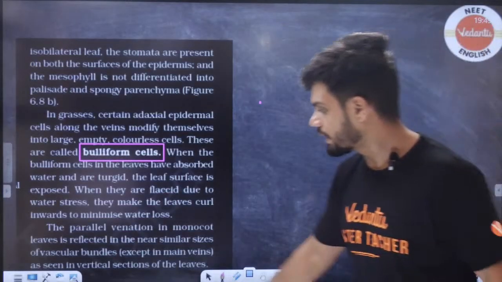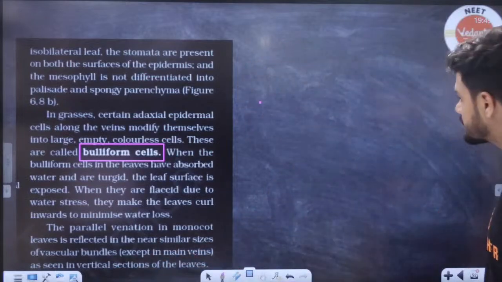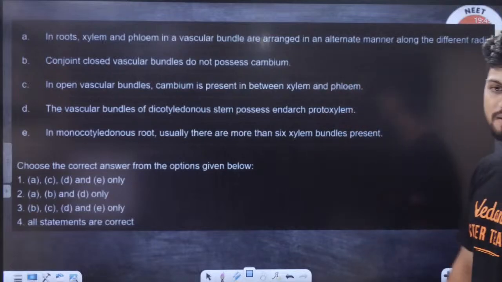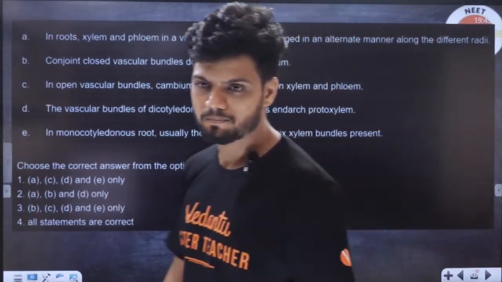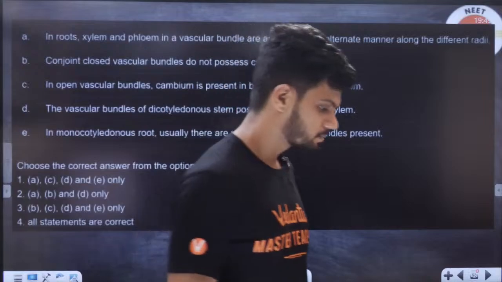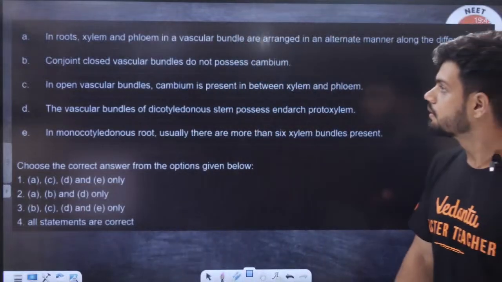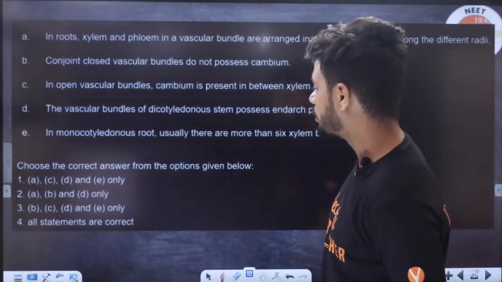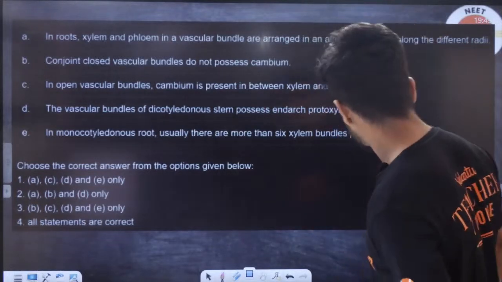Okay. And see the vertical section of the leaf. This is a question. All of you try answering this. All of you on the board. You have to choose the correct answers from the options given. Which is the right answer?